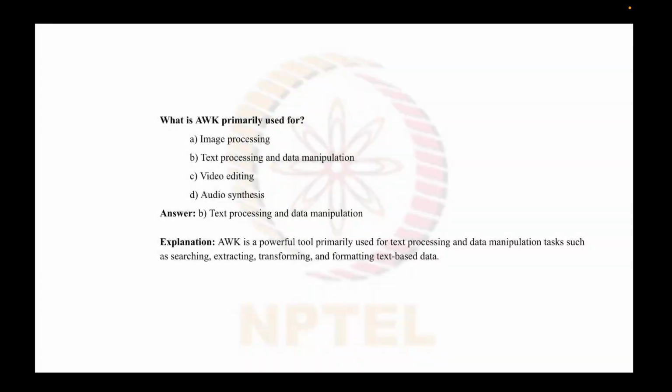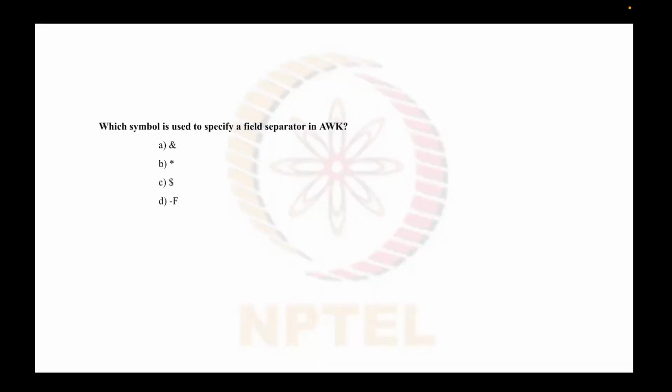As rightly mentioned, awk is a powerful tool primarily used for text processing and data manipulation tasks such as searching, extracting, transforming and formatting text. So, which symbol is used to specify field separator in awk? Whether the and symbol, star symbol, dollar symbol, or hyphen F is used as a field separator in awk.